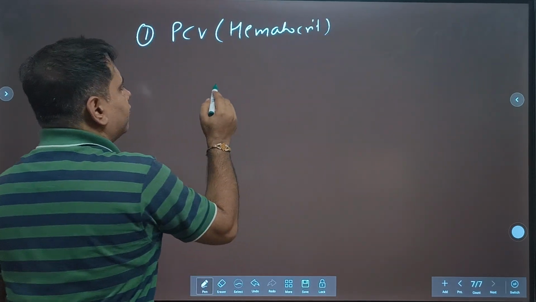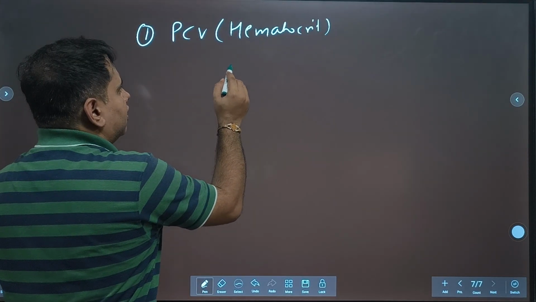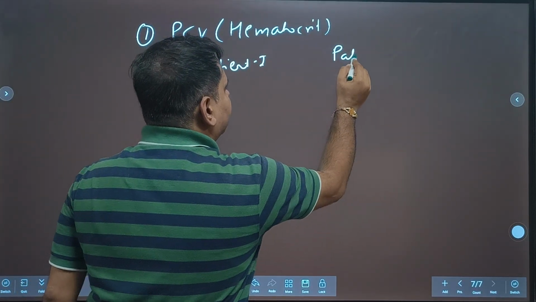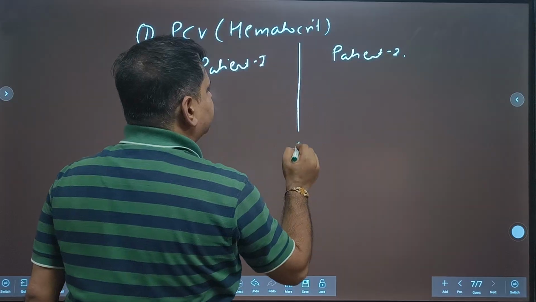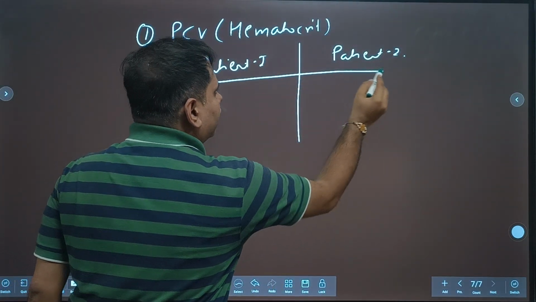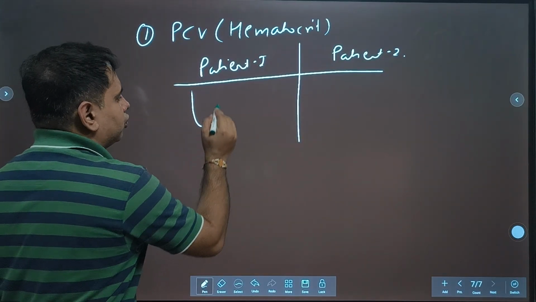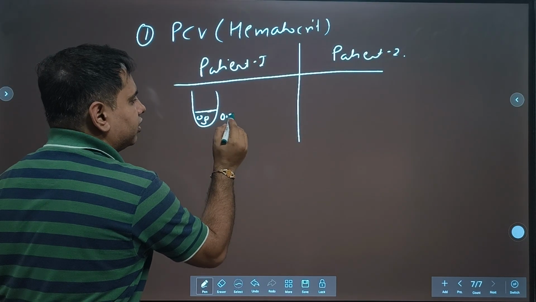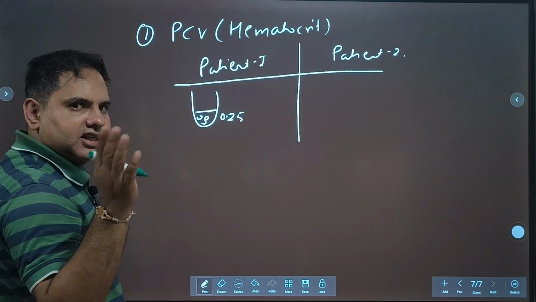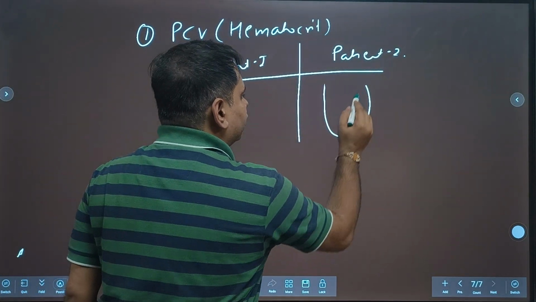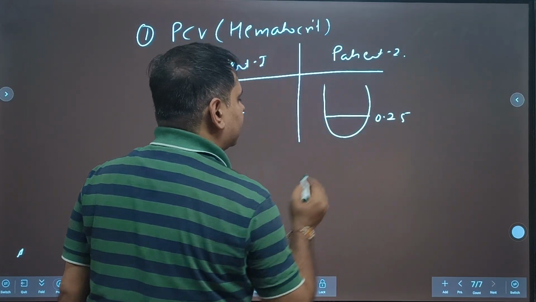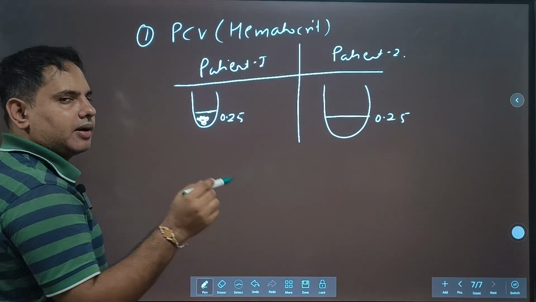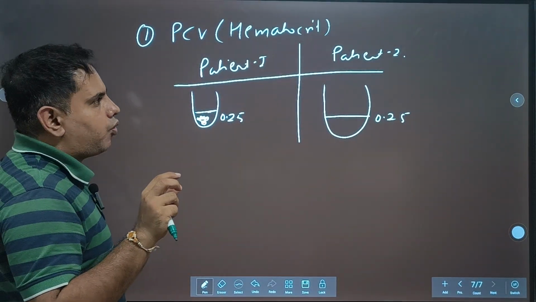Hematocrit. Now for example, there are two patients. Patient number 1 is anemic. Anemic means their RBC is decreased, right? So if you measure their packed cell volume, it will be decreased. For example, you are getting 0.25. It's less than 0.45, right? In the other patient also you are getting 0.25. Got it? So 0.45, 0.25. It indicates that the patient is anemic because their volume is decreased.